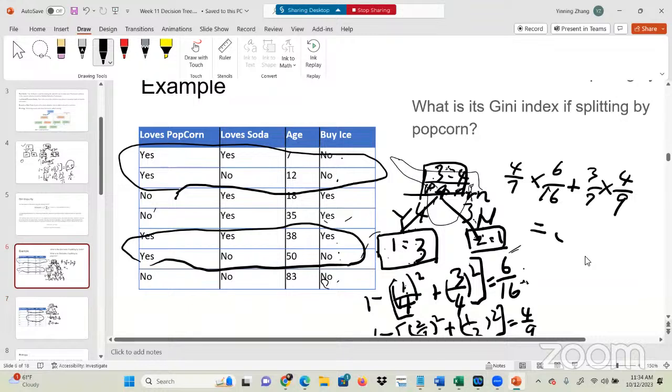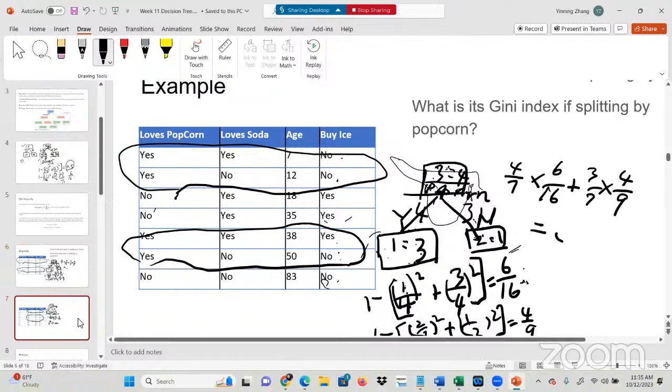So here comes a third column I didn't use. That's the age. How do you do the root node of age? Because popcorn is categorical, I just have to branch yes, no. But with age, obviously you cannot easily say yes or no. How do we do that?